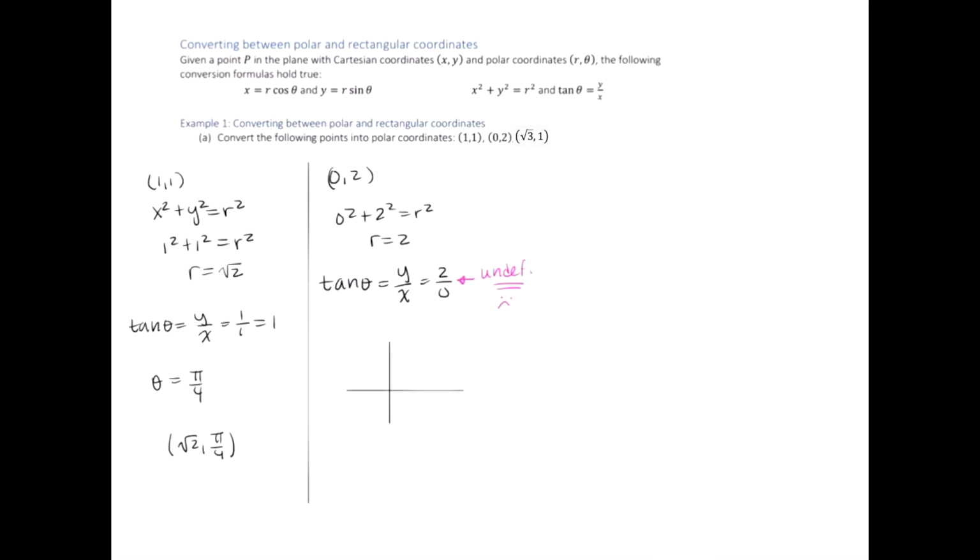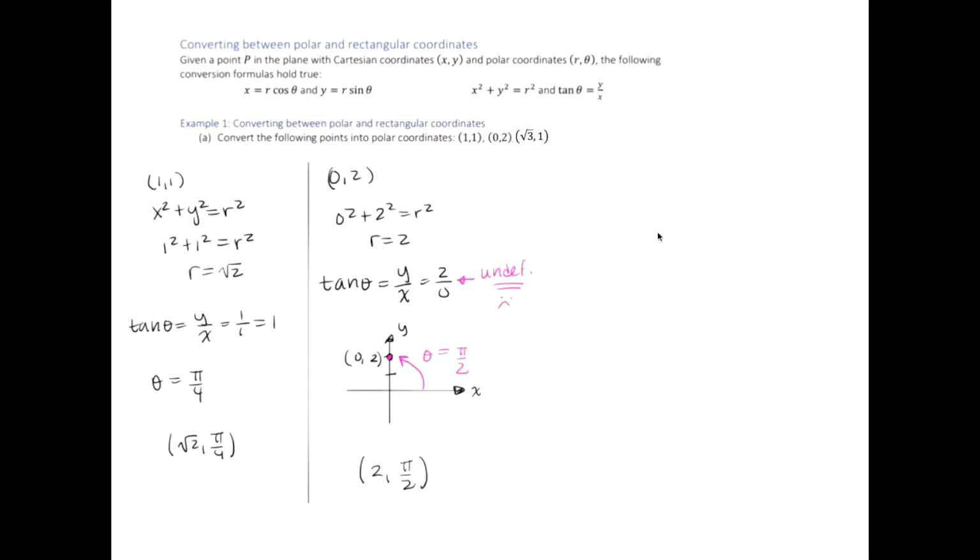Let's draw a Cartesian coordinate plane here. So this is x, this is y, and this is 1, here's 2. So this is the point 0 comma 2. So clearly the radius, this distance from 0 to 2, is 2. But what is the angle? Well, that we can quickly figure out. Using what we already know, we can see that theta is pi over 2. So this point is 2 comma pi over 2.